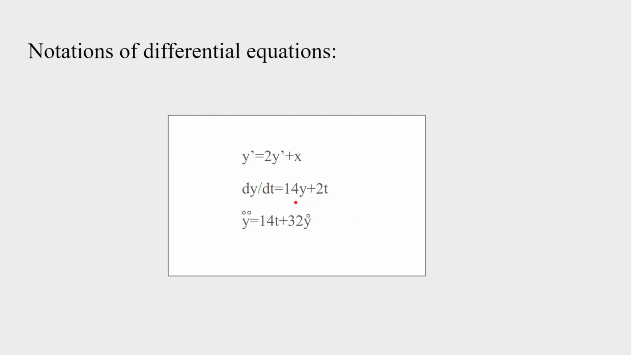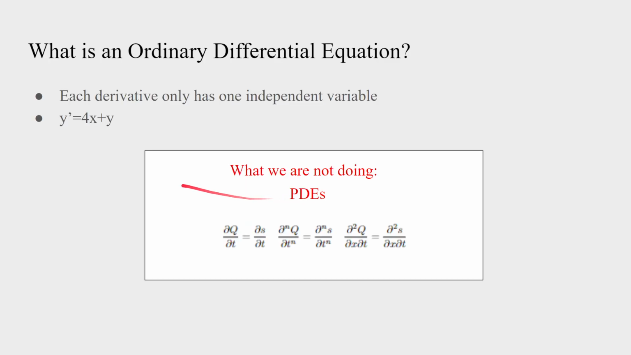Okay, so what is an ordinary differential equation? Because that term at least has been brought up constantly in the introduction video, so it's pretty important. It's a derivative that only has one independent variable. So basically, all this means is that it's only with respect to one independent variable. So no partial derivatives. It's just going to be like dy/dt is equal to 4t, or y prime is equal to 4x plus y. We're not doing partial differential equations.